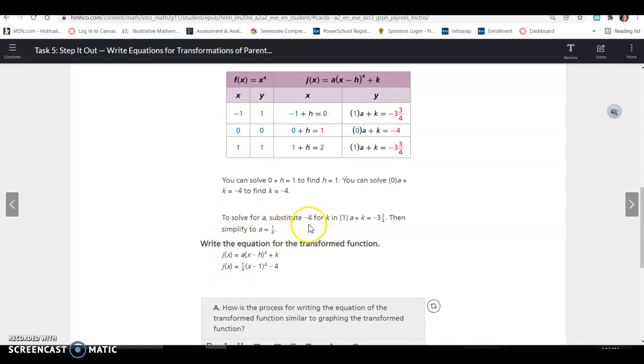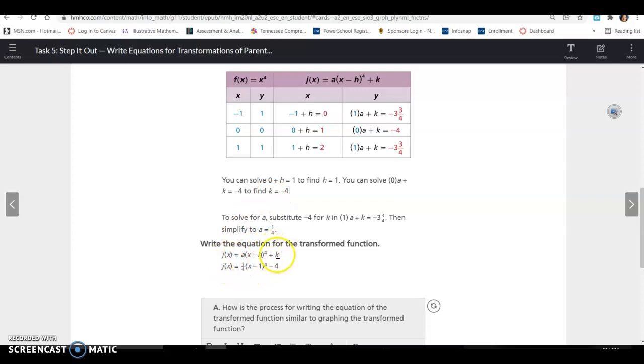To solve for A, substitute -4 in for K in number 1. And then A plus K equals -3 3/4. So if you simplify that, that means A is 1/4, positive 1/4. All right, so once I have H is 1, K is -4, and A is 1/4, I take those three values and I just plug them into the function J, and that gives me my new function.